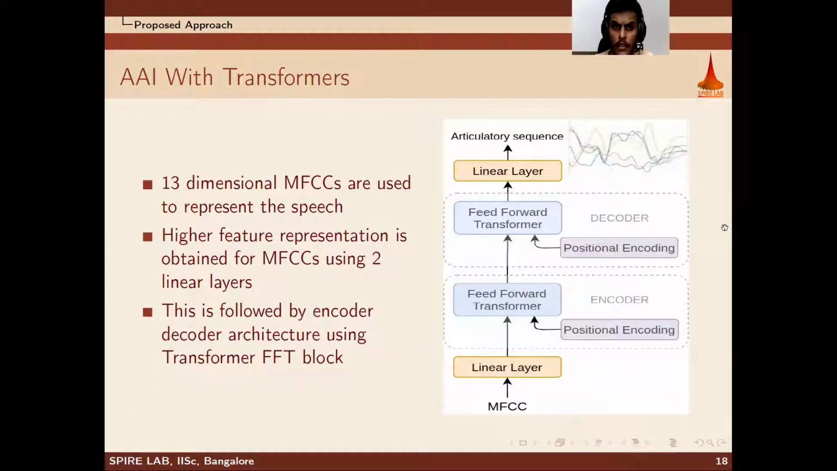Now, this is the transformer architecture for AAI. We'll be using 13-dimensional MFCCs as the input, and we'll first have two linear layers to have a higher feature representation for the MFCCs, and this will be followed by an encoder-decoder structure with the transformers. And we can have different types of positional encodings.